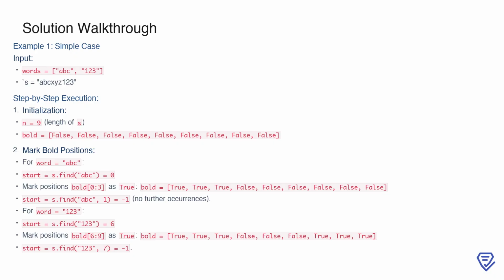This array helps us track which characters in s need to be bolded. Next, we iterate through each word in the words array. For the word ABC, we find its starting index in s using s.find, which returns 0. We then mark the positions from index 0 to 3 in the bold array as true. Since there are no further occurrences of ABC, we move to the next word, 123. Here, s.find gives the starting index as 6, so we mark positions from index 6 to 9 as true. Once again, there are no additional occurrences, so our bold array now reflects the positions corresponding to ABC and 123 as true while the rest remain false.